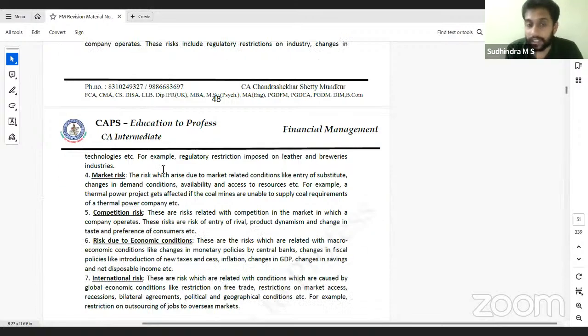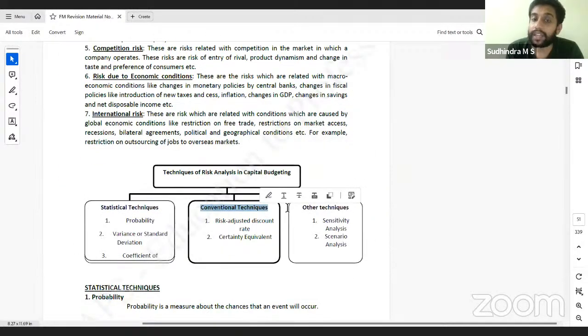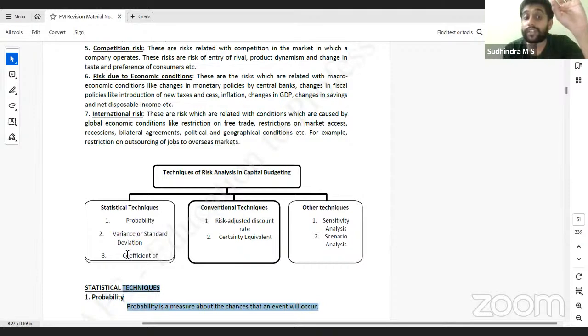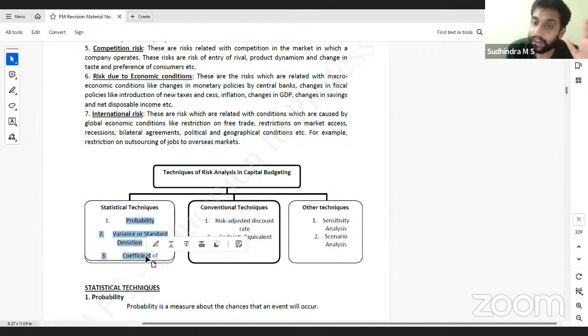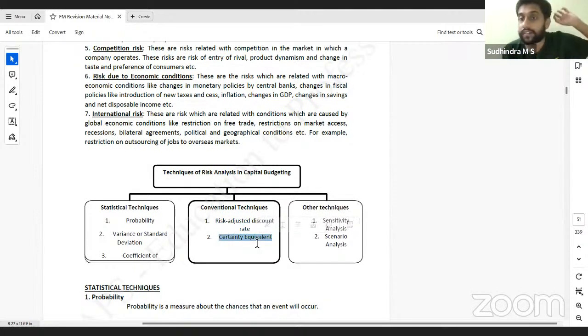we have various techniques: statistical techniques, conventional techniques, and other techniques. Under statistical techniques, we have probability, standard deviation, variance, and coefficient of variation. Those who are from foundation have learned these in foundation, and we have also learned them in FM in inter classes. Then conventional techniques: RADR, risk adjusted discount rate, which is risk free rate plus risk premium. Then certainty equivalent, removing the risk from the cash flows, calculation of risk free cash flow.